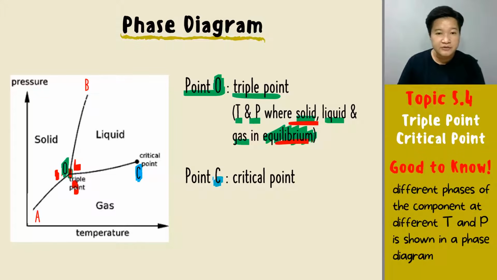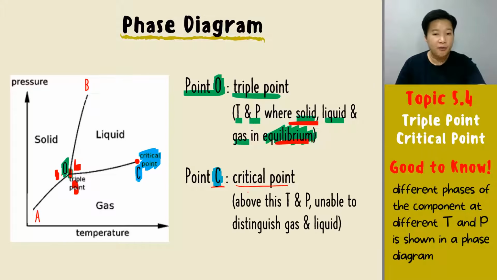Okay? Simple. Next, and also the last point that we are going to talk about, is your point C. Can you look at your point C over here? Your point C is what we call the critical point. Okay? What is meant by critical point? This is the last point where we can differentiate liquid and gas. When you have the temperature and pressure above this point, we cannot distinguish liquid and gas.